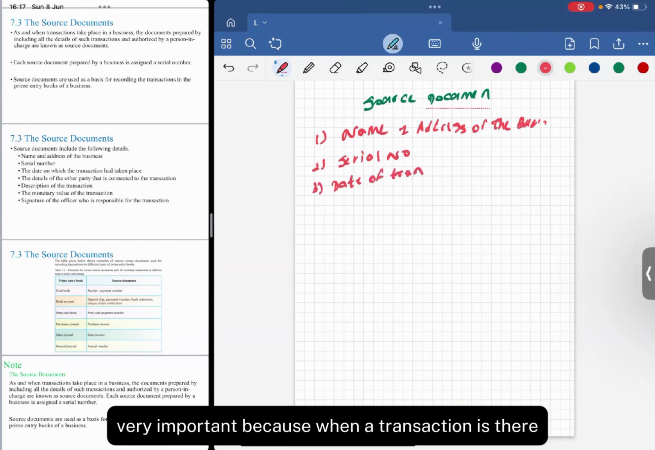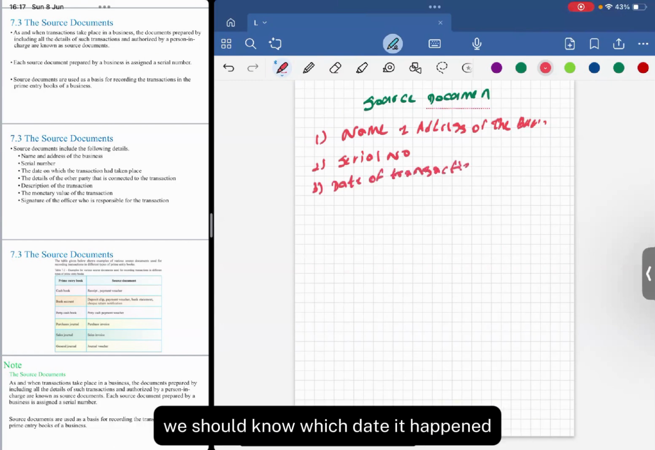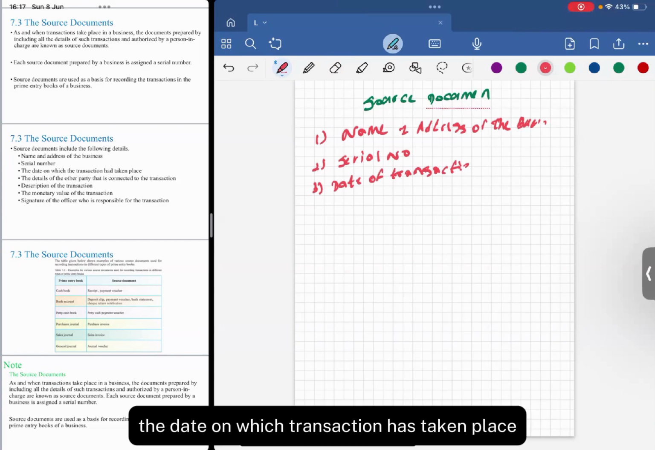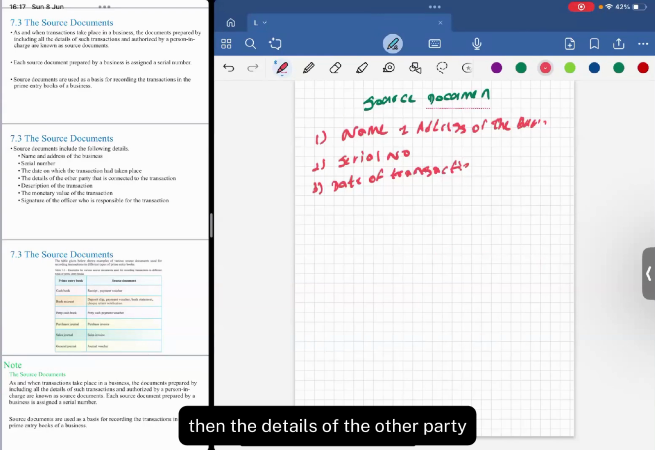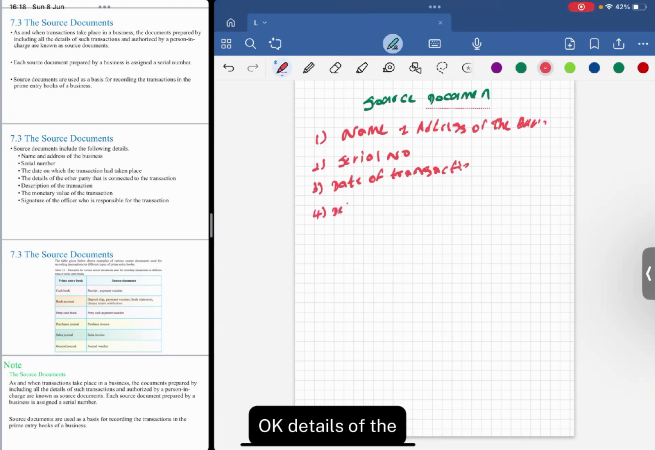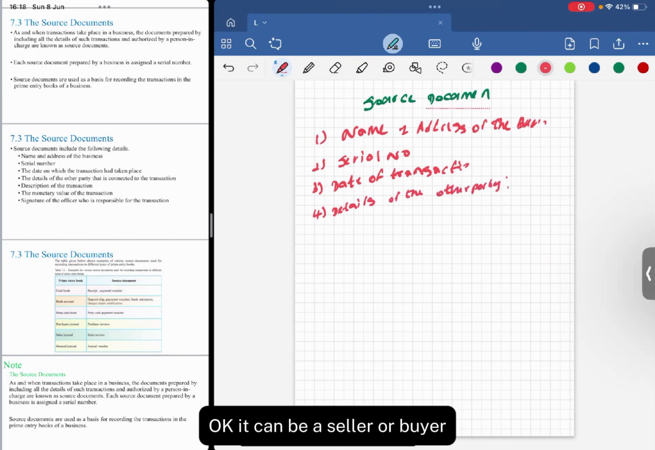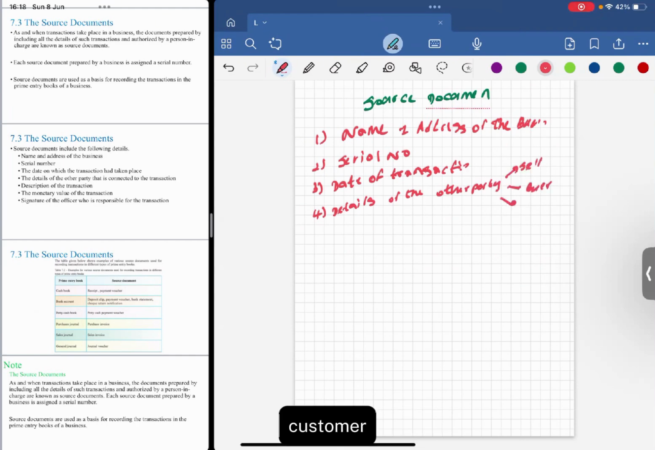Very important, because when a transaction is there, we should know which date it happened. The date on which the transaction has taken place. Then the details of the other party that is connected to the transaction. It can be a seller or buyer, customer, whatever.